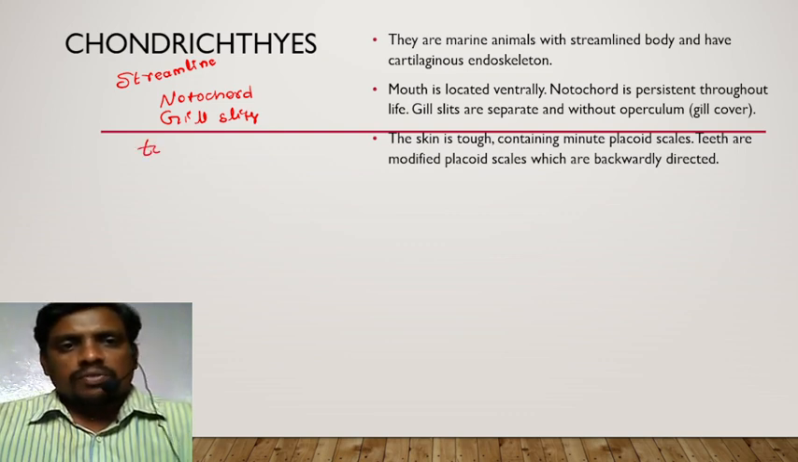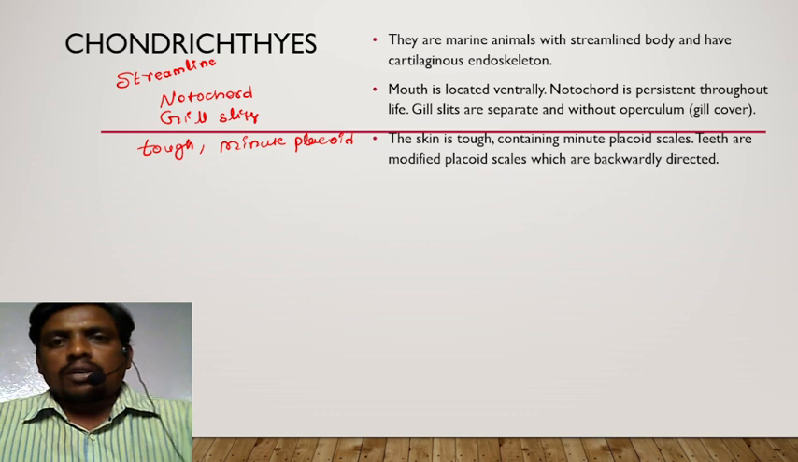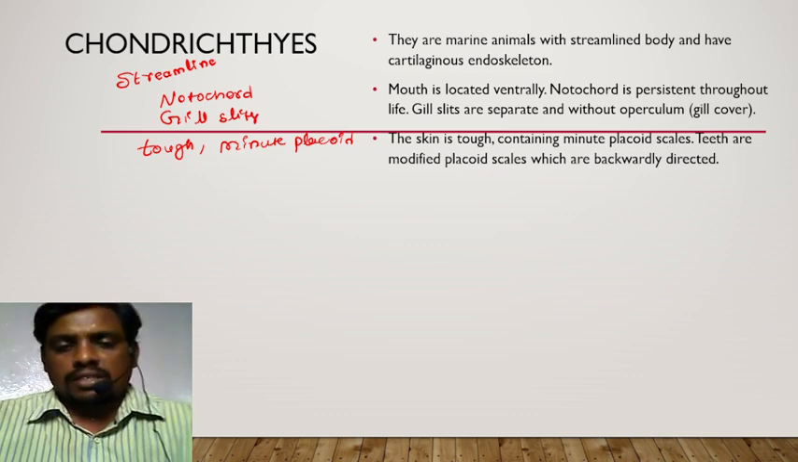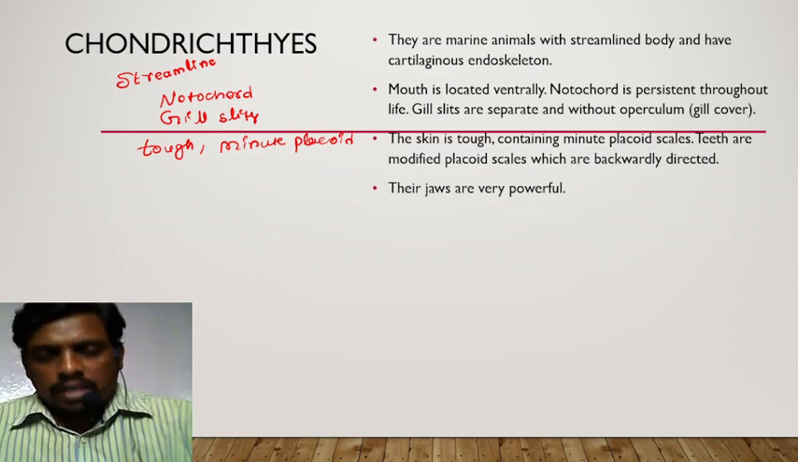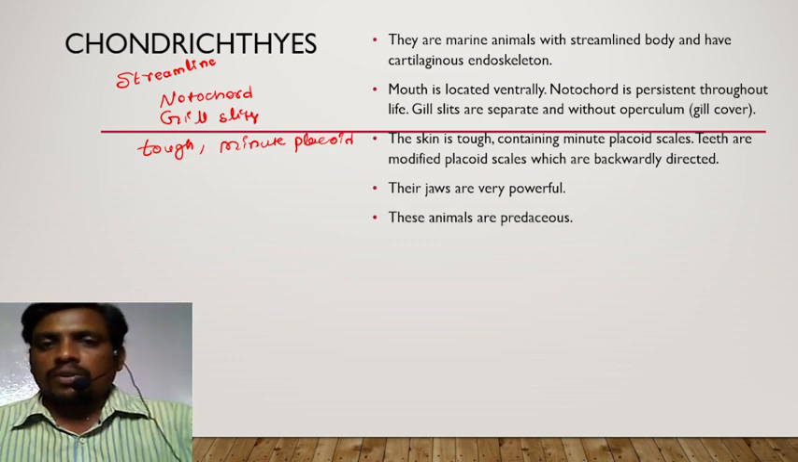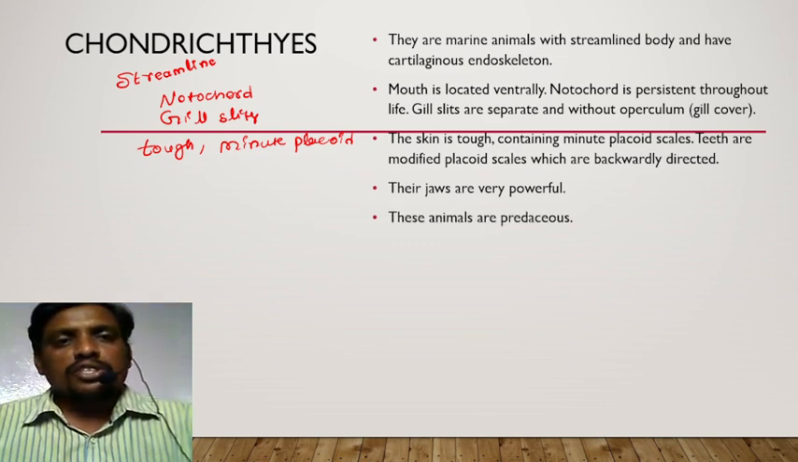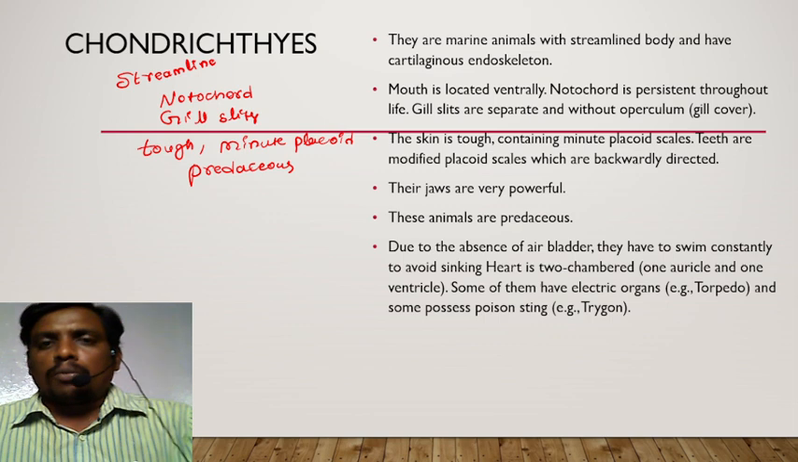The skin is very tough, containing minute placoid scales. Teeth are modified placoid scales which are backwardly directed. Unlike cyclostomes, which are jawless, Chondrichthyes have jaws which are very powerful. These animals are predaceous, hunting other animals and feeding upon them.